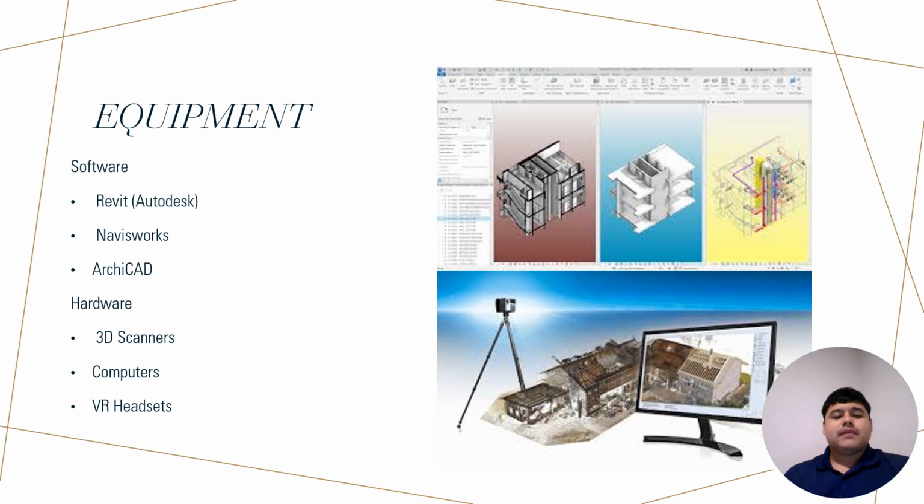Equipment needed for BIM. So the software mainly used are Revit and Autodesk, Navisworks, and ArchiCAD. Revit is where the modeling takes place. This is where you go in, you build your building in the 3D model. Navisworks is where you'll be able to find that clash detection. So Navisworks is where you view the 3D model. You'll be able to see what's going to work, what's not going to work, where you can help fix or improve the design of the model.